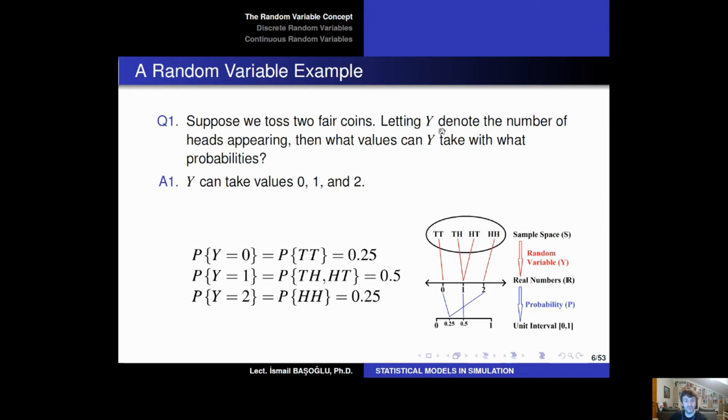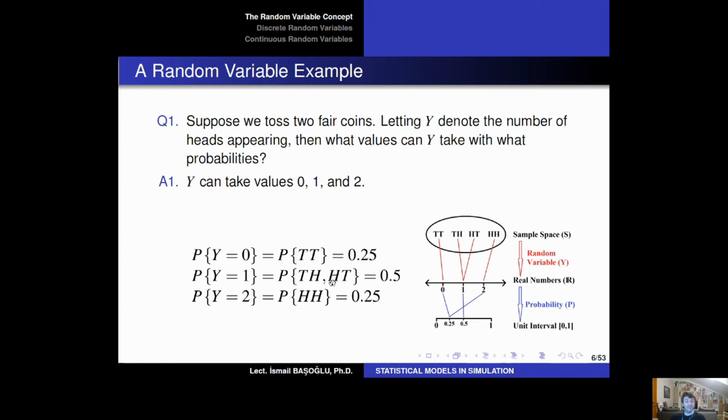Now a random variable here converts each of these outcomes to a real value. Because the random variable y is defined as the number of heads appearing, how many heads do we see in a tail-tail outcome? 0. How many heads we observe in a tail-head or a head-tail outcome? 1. And how many heads do we observe here? 2. So the random variable converts these outcomes to real numbers, and the probability function assigns probabilities to each of these outcomes.